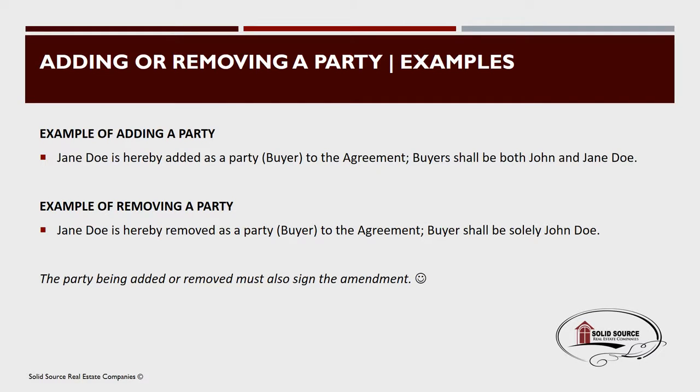Here's an example of removing a party. Jane Doe is hereby removed as a party, buyer, to the agreement. Buyer shall be solely John Doe. The party being added or removed must also sign the amendment.